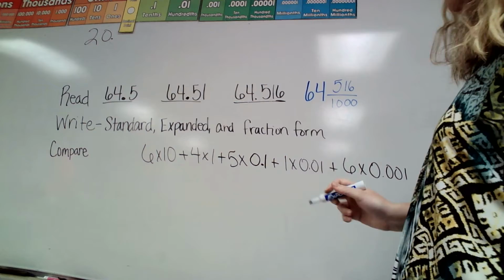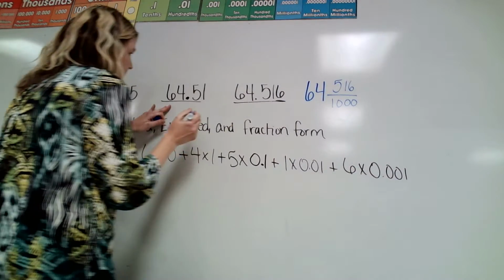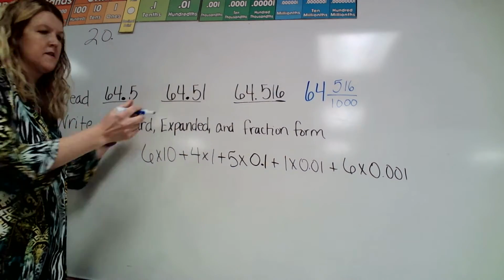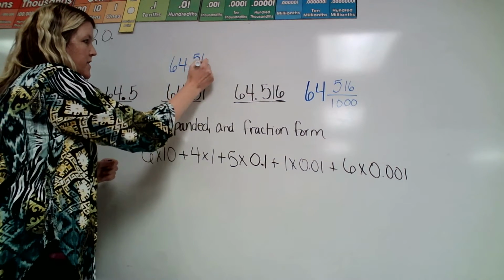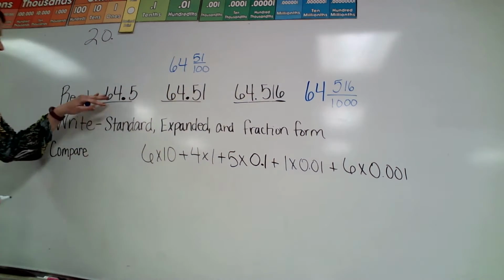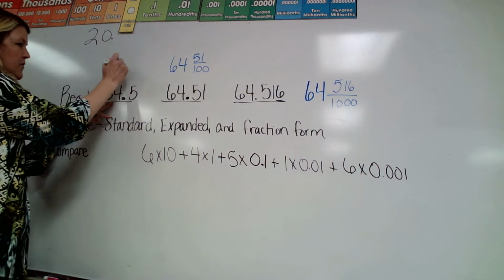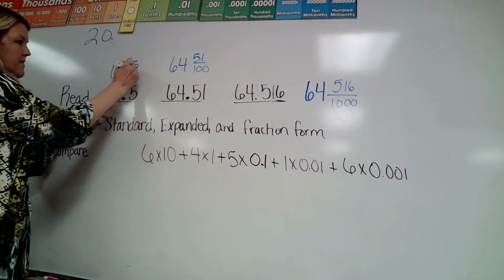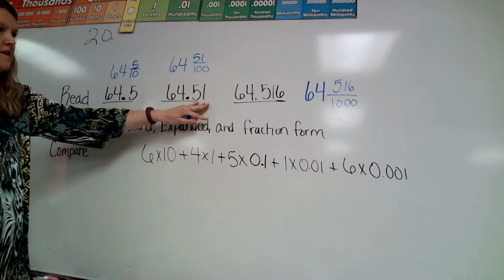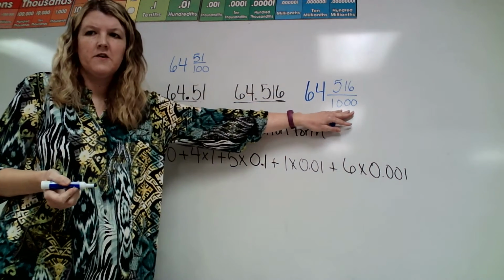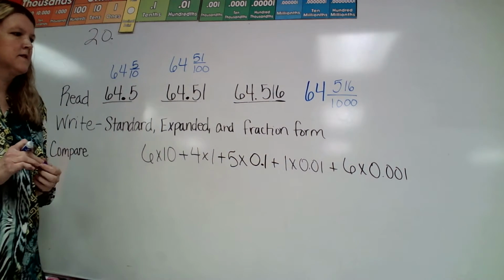Now, if I were to write this one right here, 64 and 51 hundredths, it's going to be 64 and then 51 over 100. And then here, we've got 64 as the whole number, and then 5 tenths, because it's in the tenths place. So whatever the last digit is, that will determine our denominator of these.